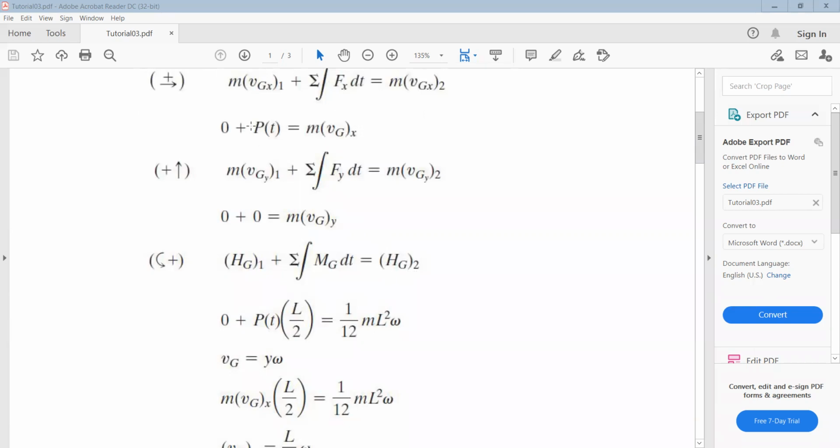As I told you, when this rod is rotating about a fixed point like C, the velocity of each point is equal to the distance from that point to point C times the angular velocity. Here, for example, this is the point C.